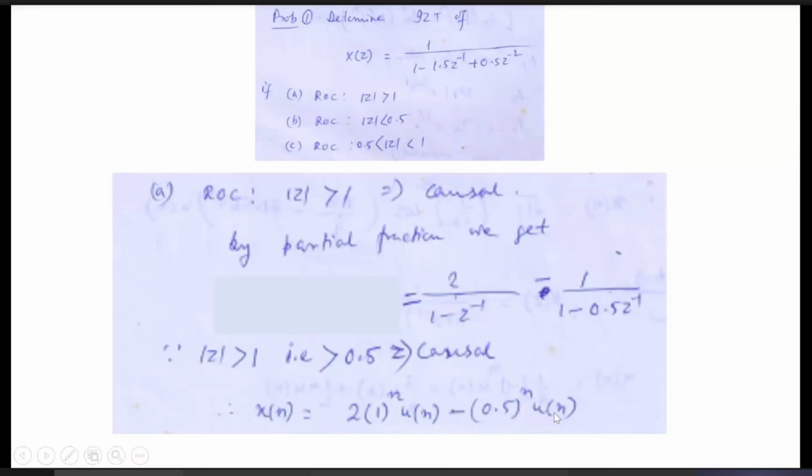Since it is causal, you cannot tell by seeing the Z transform. You have to see the ROC. ROC tells you what the signal should be. If it is the exterior of a circle, greater than some value, and you see that both the poles are located at 1 and 0.5, so obviously both the terms represent a causal sequence.